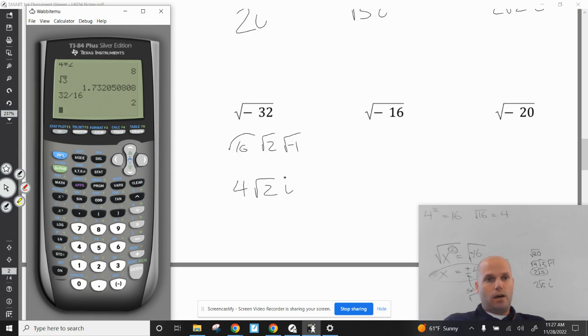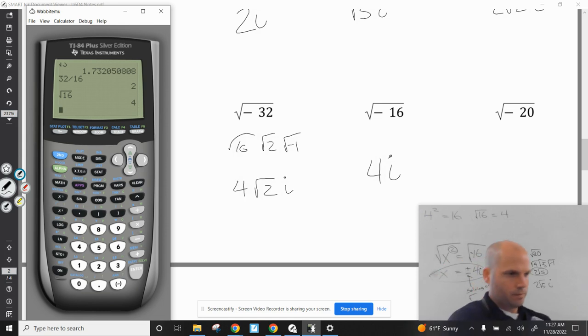Negative 16. Well, I know the square root of 16 is 4, so I'm going to say I have 4 i's, or an imaginary 4. A square root of a negative times 4.